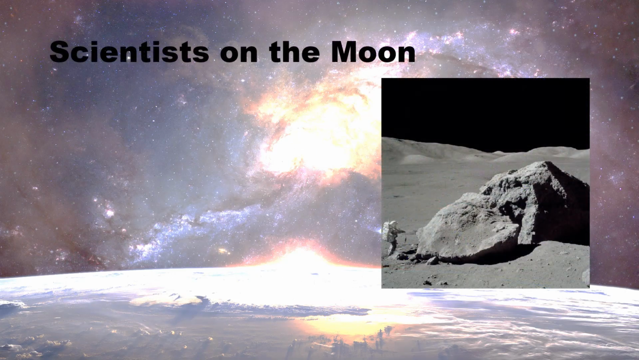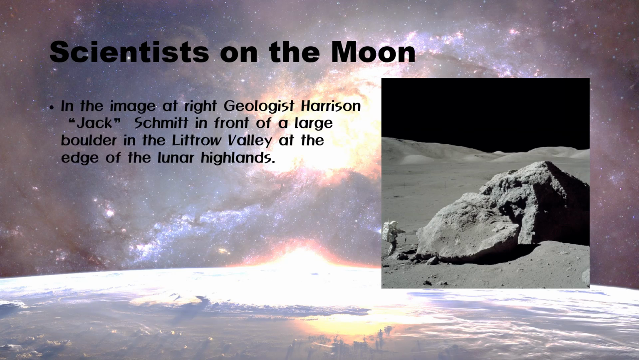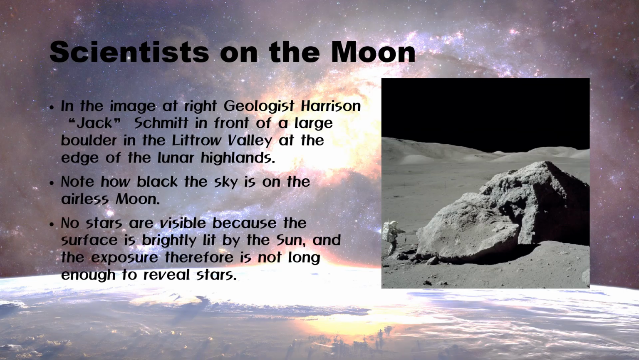Now, when we start talking about scientists on the Moon, we did learn a lot of things when they actually visited. In this image at right, you've got geologist Harrison Jack Schmitt in front of a large boulder in the Taurus-Littrow Valley at the edge of the lunar highlands. You'll note how black the sky is on the airless Moon. That's not just some bad image properties there. It's literally just the blackness of the sky. And another thing you'll note is that in that black sky, no stars are visible, because one thing to keep in mind with the Moon is that the surface is brightly lit by the sun, and the exposure, therefore, is not long enough to actually reveal any stars.